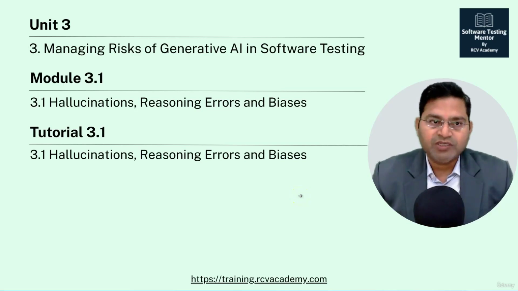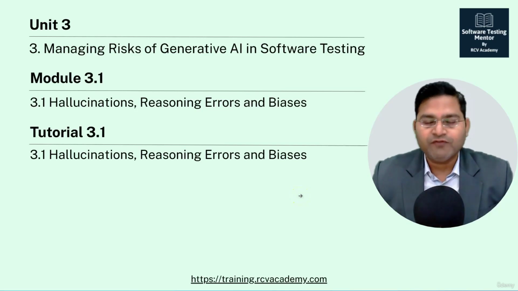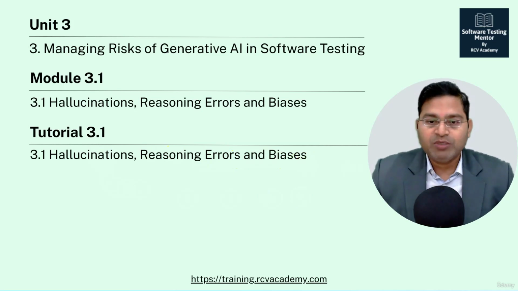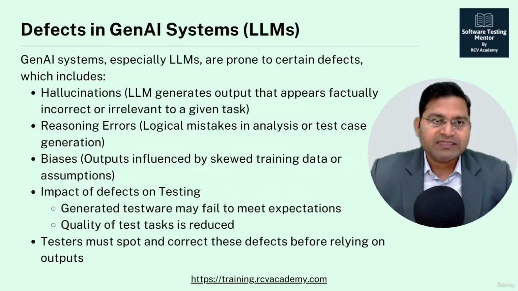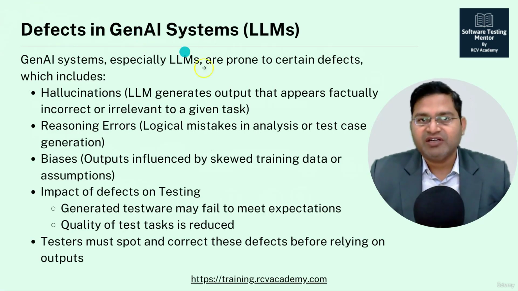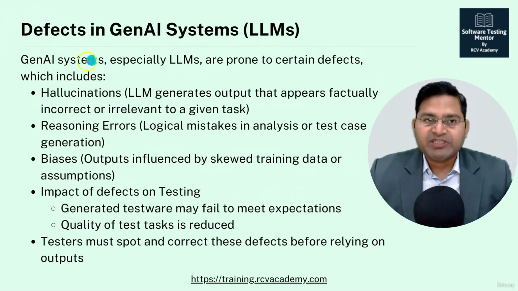So let's continue with tutorial 3.1 of unit 3, which is about hallucinations, reasoning errors and biases. We'll briefly understand hallucinations, reasoning errors and biases, and then in the upcoming tutorials we'll understand them in more detail.